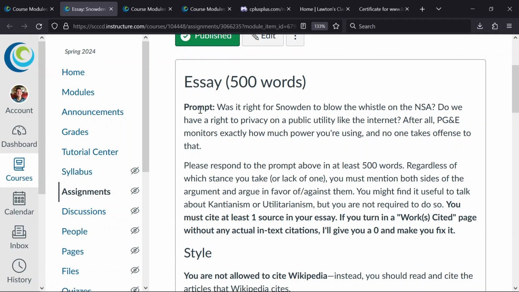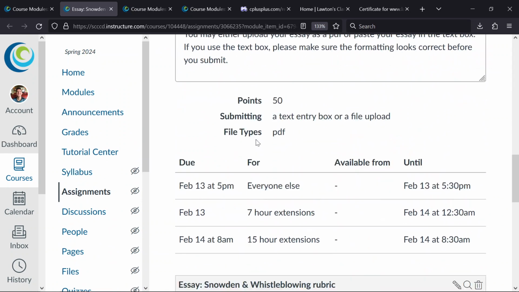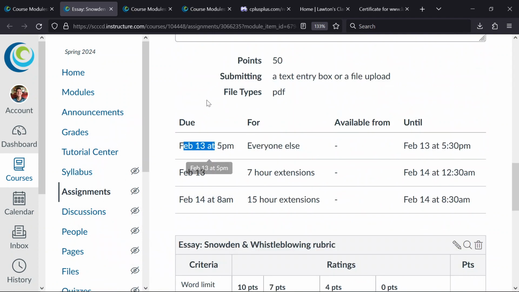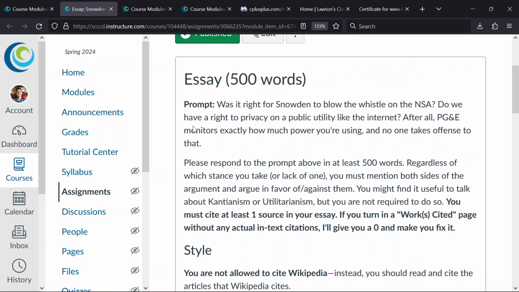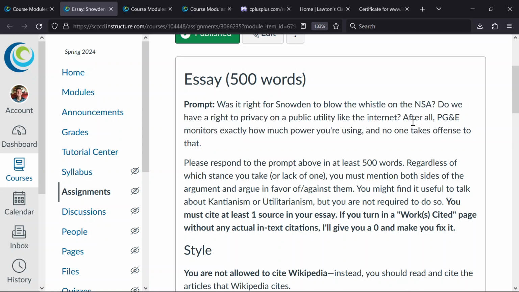Here's your prompt. This will be due, let's see, week 6, so 2 weeks from now, maybe 3 weeks from now. February 13th at least. Okay, day before Valentine's Day. Here's your question. Was it right for Snowden to blow the whistle on the NSA, to leak all this stuff, to get all that information out there? So that's your first question.